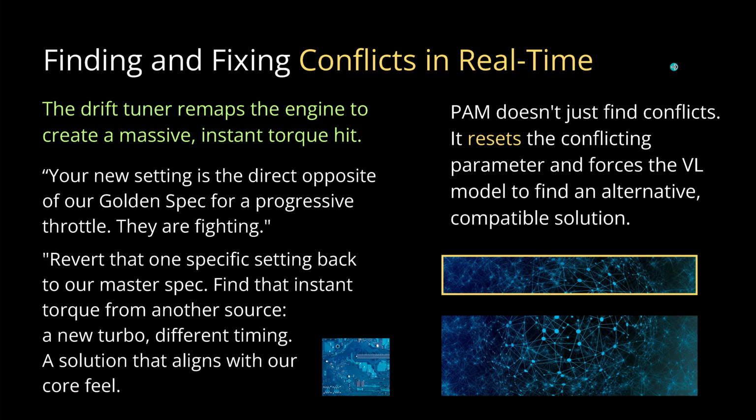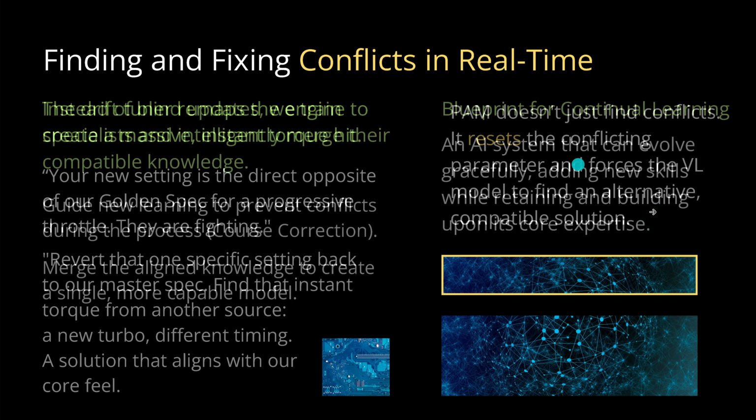And the same happens in AI. No? PAM doesn't just find the conflicts, but if it finds a conflict, the new idea is to reset the conflicting parameter for the drift. And this now forces the vision language model, or the drift expert, to find an alternative solution. Maybe he will install a new turbo. Maybe he will change the timing of some gadgets in the car. But don't touch what's already learned. And the same is happening here in AI.